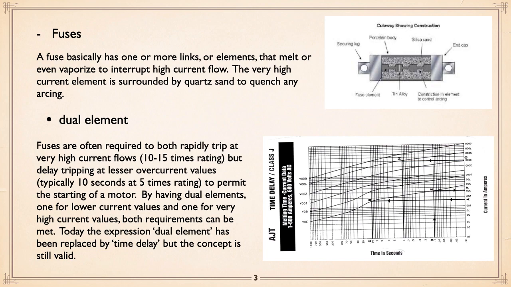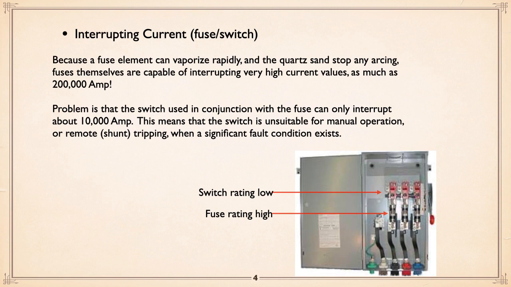But the concept is valid and the fuses really didn't change, just the name. Interrupting current. Now, one of the fuses can deal with very high fault currents because basically the fuse element in that quartz sand will just disappear at very high currents. Okay, and the silica sand will help dissipate the amp.